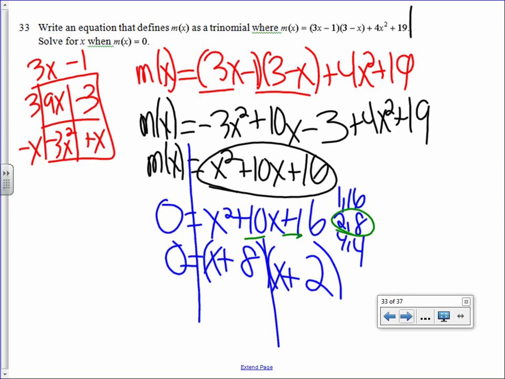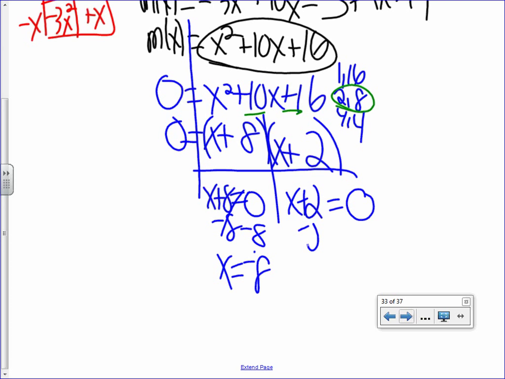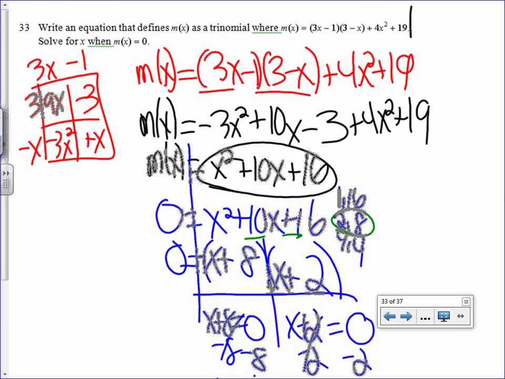Set each factor equal to 0. X plus 8 equals 0. X plus 2 equals 0. Solve each of them. X equals negative 8. x equals negative 2. If you think I'm going too fast, slow it down. It's a video. You can control it. Again, is that the easiest problem on here? No. But that's how you do it.